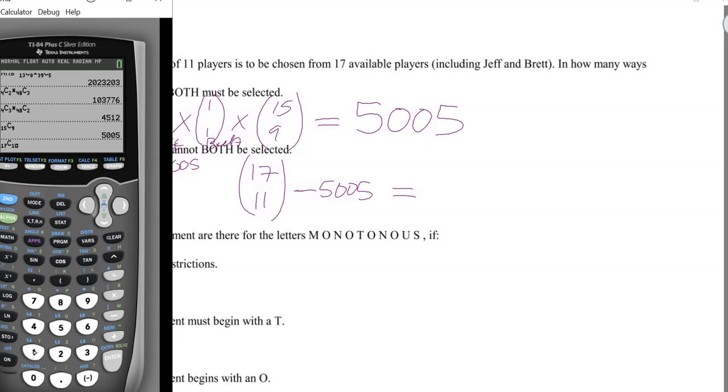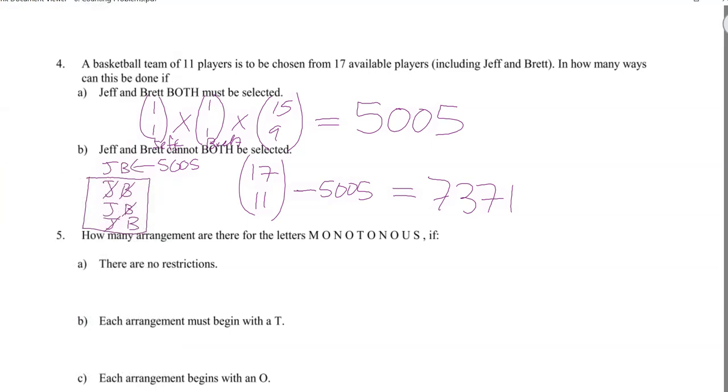So 17 choose 11 is 12,376. And from that, we can subtract the 5,005, and we get 7,371. Okay, so it's how we look at it. And remember, there are these 4 possibilities that you have to take into account. So when we say they cannot both be selected, it doesn't mean this. That's where they both aren't, but one of them could and the other one isn't, or vice versa.